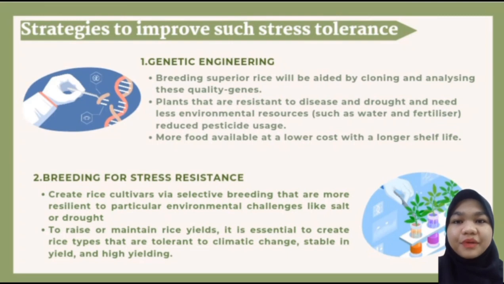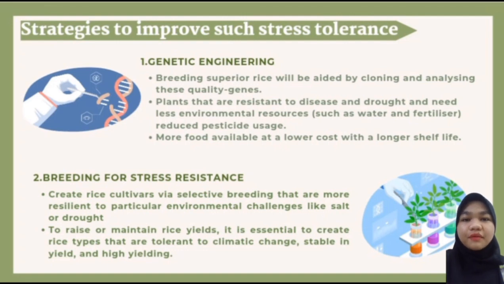Next, I will explain strategies to improve stress tolerance. First, genetic engineering. Breeding superior rice will be aided by growing and analyzing these quality genes. Plants that are resistant to disease and drought and need fewer environmental resources such as water and fertilizer reduce pesticide use. More food is available at a low cost with a longer shelf life.